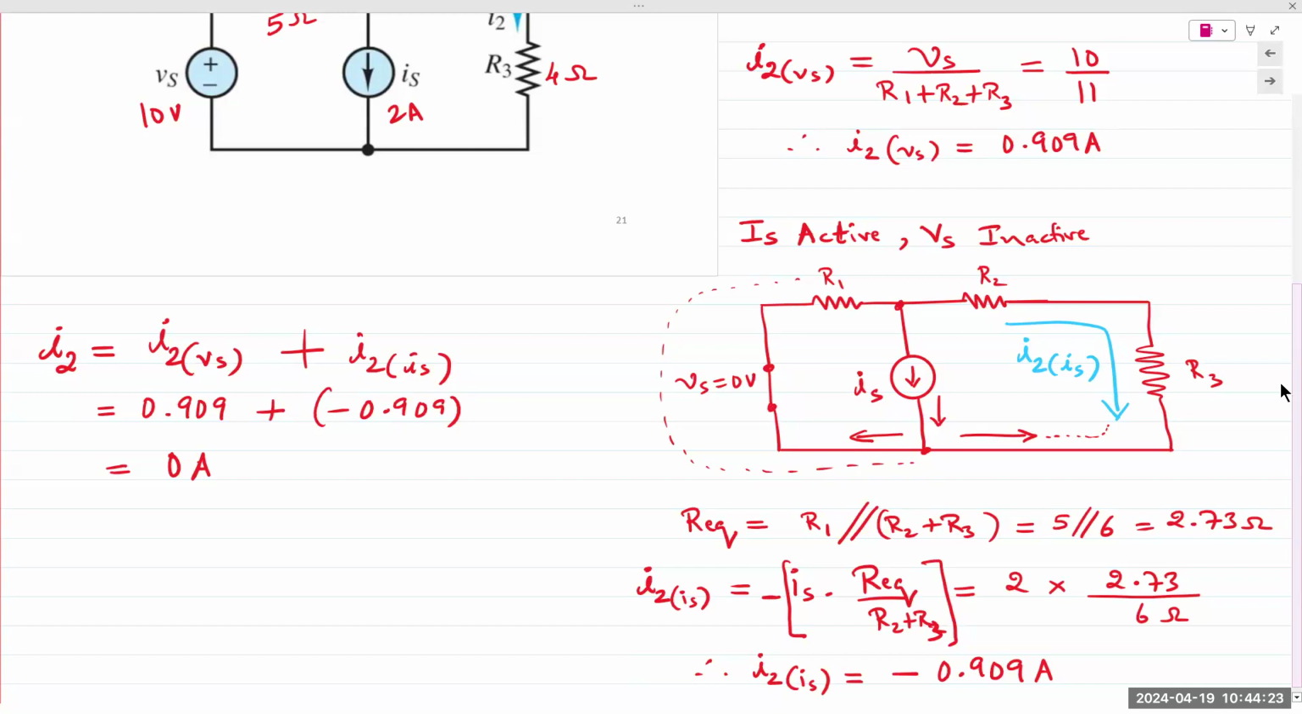This one? Current division. So let me write it down there. You could use any analysis technique. Again, you can use series parallel analysis where you reduce R1, R2, R3 into one single resistance. You apply Ohm's law to find the total voltage, and then you apply Ohm's law again to find the current in each branch.